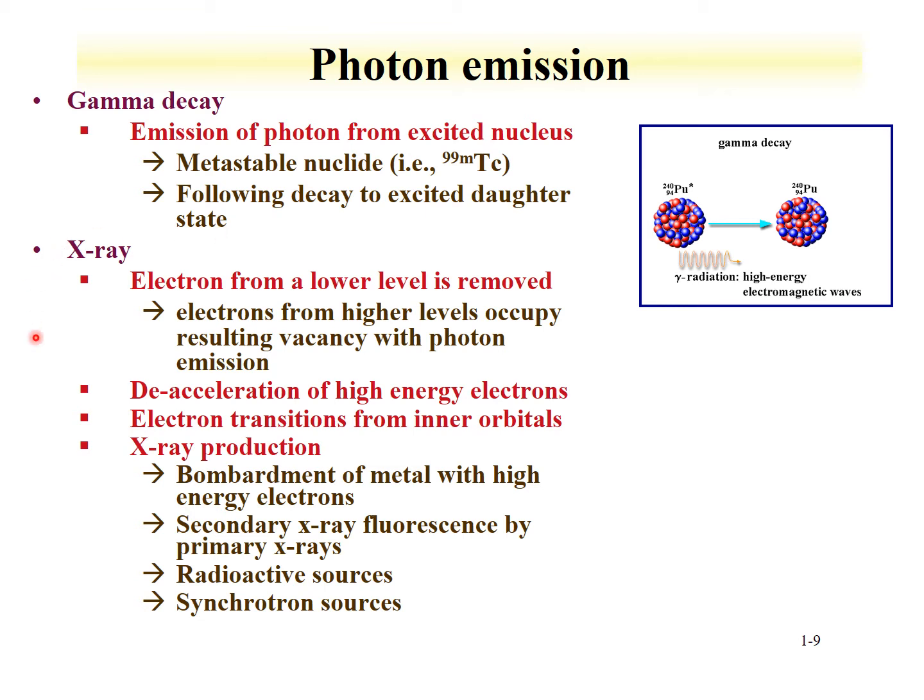Now, X-rays are also photon emission, but that's from the electron level, so it's not from the nucleus itself. And I'm sure you've seen this in previous courses. A lower orbital electron is removed, electrons from higher orbitals occupy that space, and a photon is emitted with that change. You can also get X-rays from deceleration of high energy electrons, and you can also get electron transitions from the inner orbitals. So you get a number of these changes occurring, producing these X-rays.